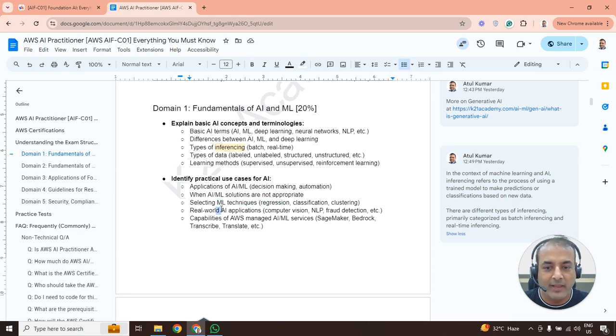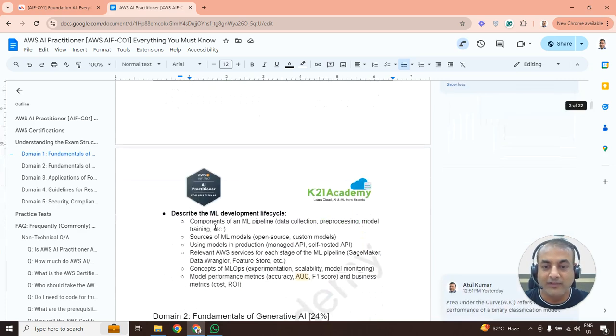Then I also have some real-world AI applications, like in the computer vision industry, or NLP, natural language processing, fraud protection, marketing, as I was saying earlier, finance, fintech, telecoms, and so on. Also, the capabilities of AWS AI and machine learning services, things like SageMaker, which is more on the machine learning side, and Bedrock, which is more on generative AI. Also, managed AI services like Transcribe and Translate, which convert your voice to text or do language conversion, and so on.